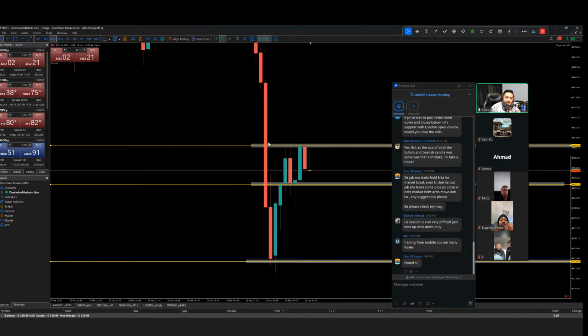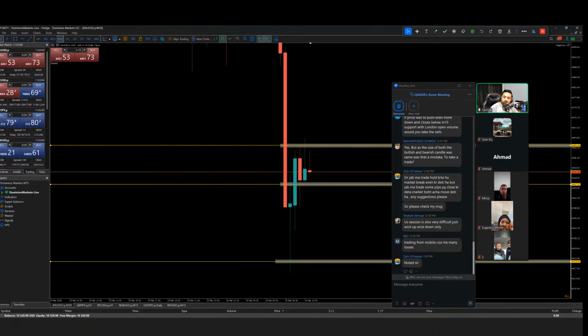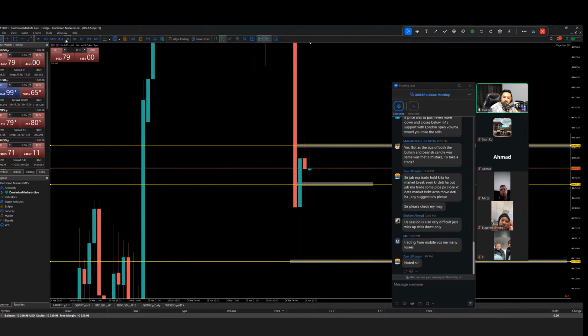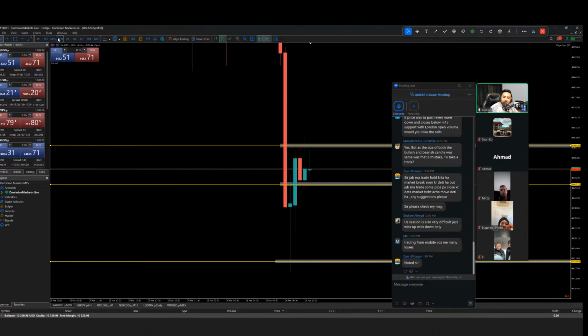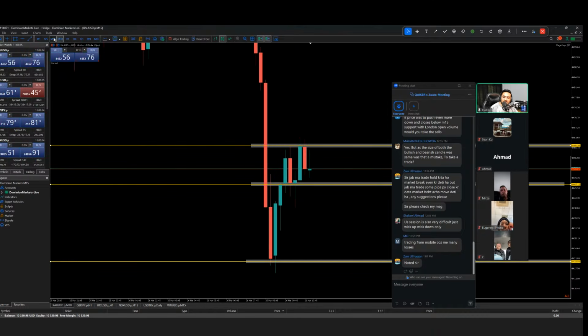US session is also very difficult, just wick up, wick down only. Yeah man, it's really hilarious these days. I'm just looking at this one. I don't know why I'm more interested in sells right now, the way the market continues rejecting from this area. H1 created a resistance. M30, M15.